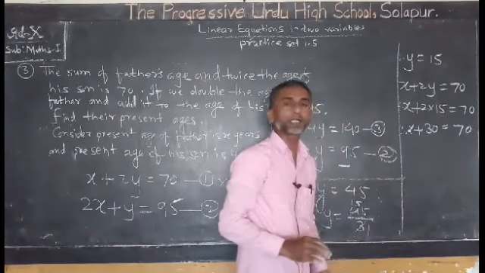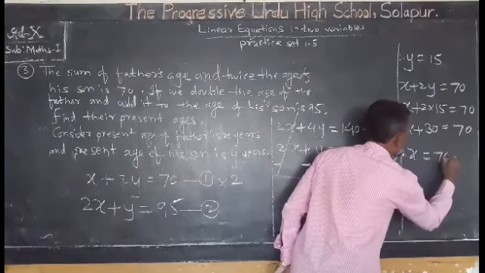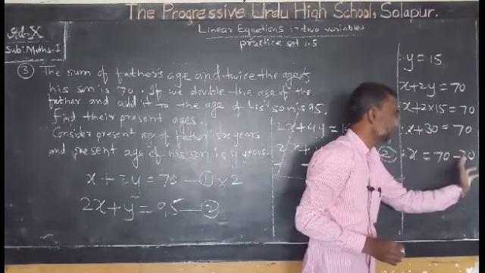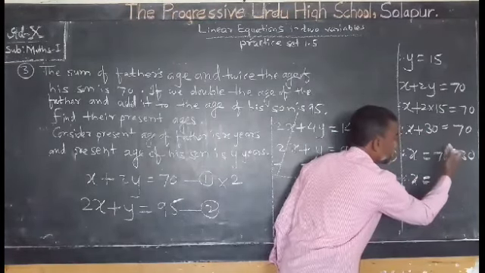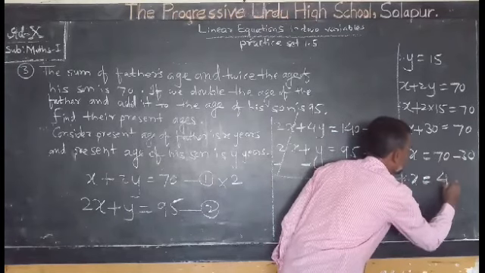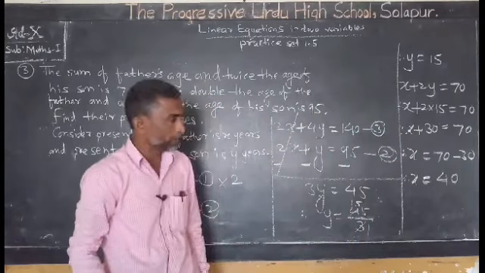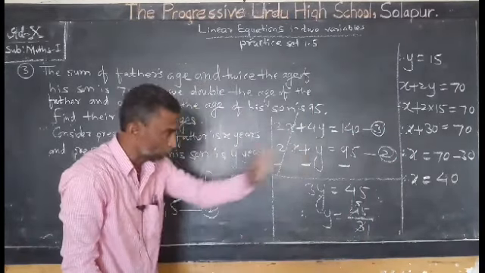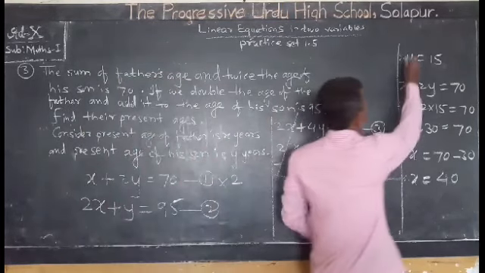Now subtracting 30 from both sides. Therefore, x is equal to 70 minus 30. Take it to right hand side, it will become negative. Therefore, x is equal to 70 minus 30, that is 40. Now in this way, we found both the values of the variables, that is x equal to 40 and y is equal to 15.